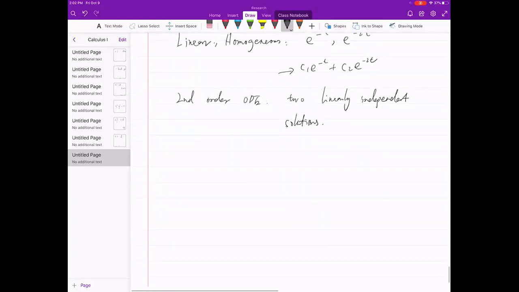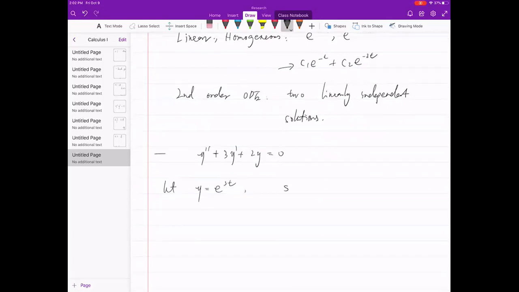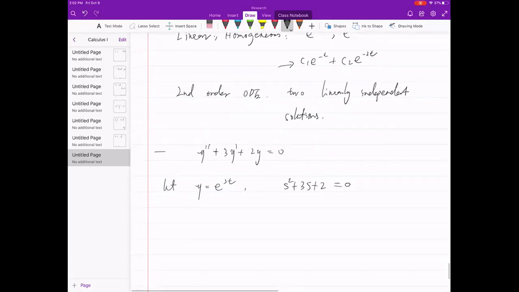That's number 1. Number 2, what did we just do? We did this. We let y equal e to the st. What do we produce? We produce s squared plus 3s plus 2 equals 0. And then we solve for s, and we find all the solutions. Sounds good?